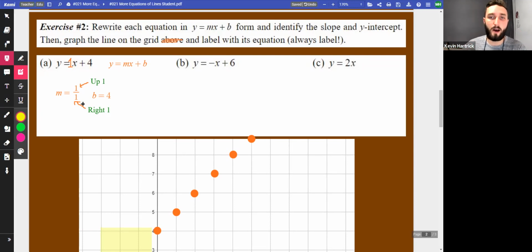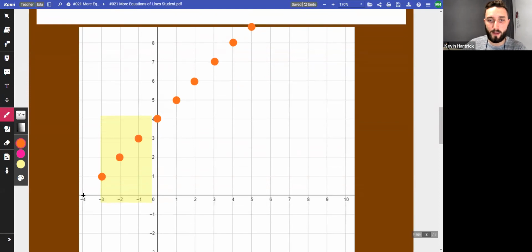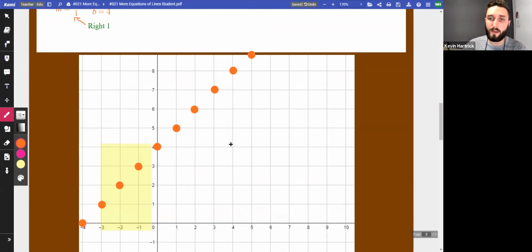So instead of doing up 1, I'm going to go down 1. Instead of doing right 1, I'm going to go left 1. So I'm just flip-flopping. Down 1, left 1, down 1, left 1, down 1, left 1. Here's all these other points that I found, okay? Since this slope is a positive 1, I got so many points here, which is really cool.